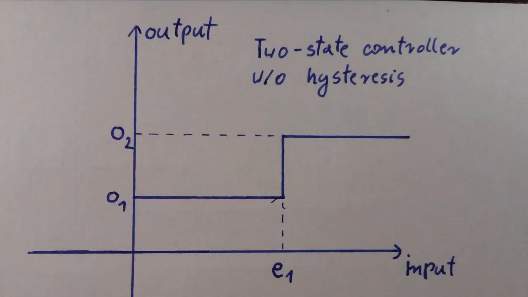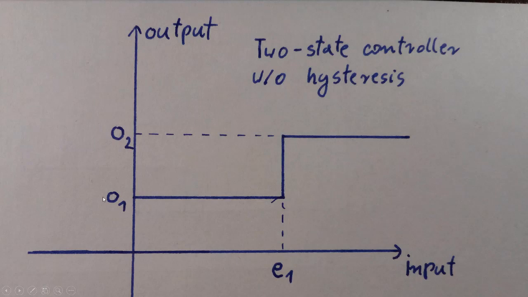Today I want to tell you about two-state controllers, three-state controllers, hysteresis and what it all means. Let us begin with the two-state controller without hysteresis. I will get to hysteresis later. The two-state controller, as the name suggests, can return two states depending on the input.